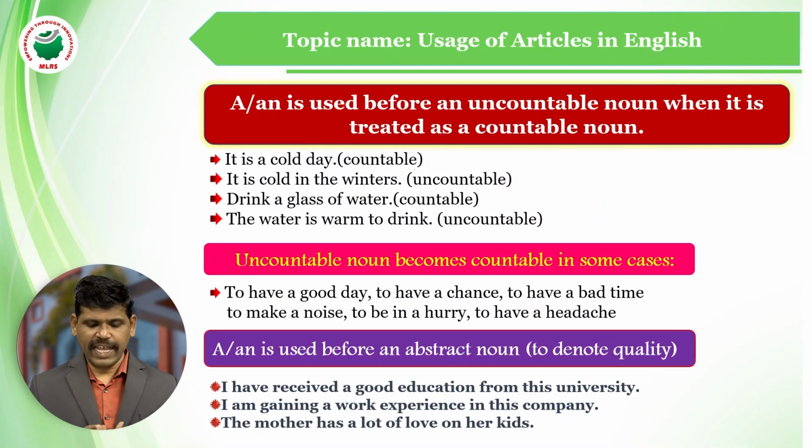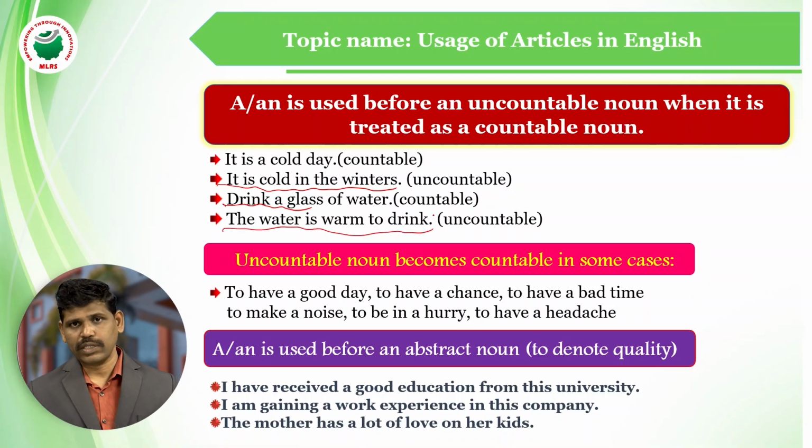Next, a or an is used before an uncountable noun when it is treated as a countable noun. Example, it is a cold day, countable noun. It is cold in the winters, uncountable, no counting. Drink a glass of water, a glass, countable noun. But the water is warm to drink, no article. Uncountable noun, we don't use an article.